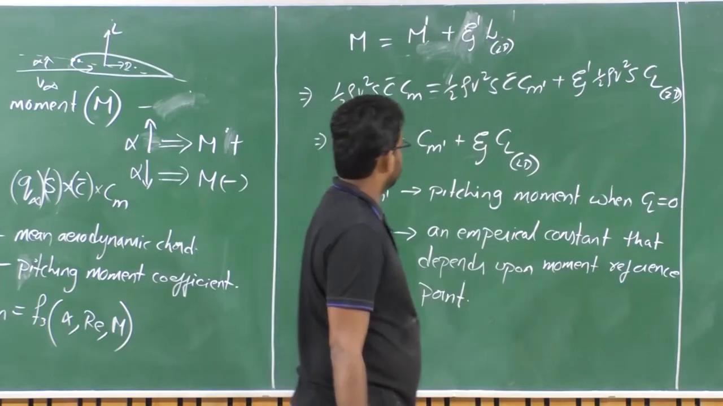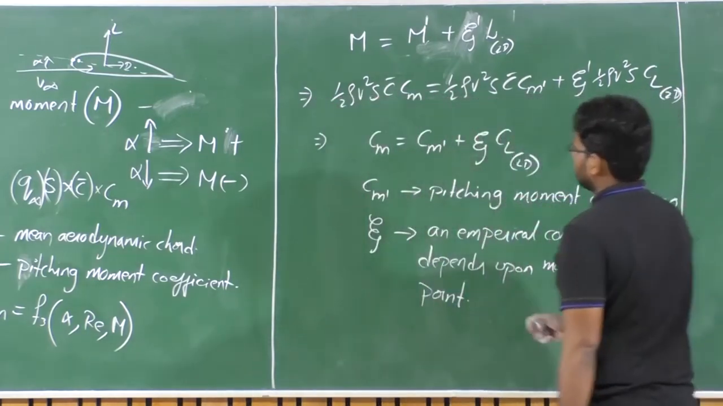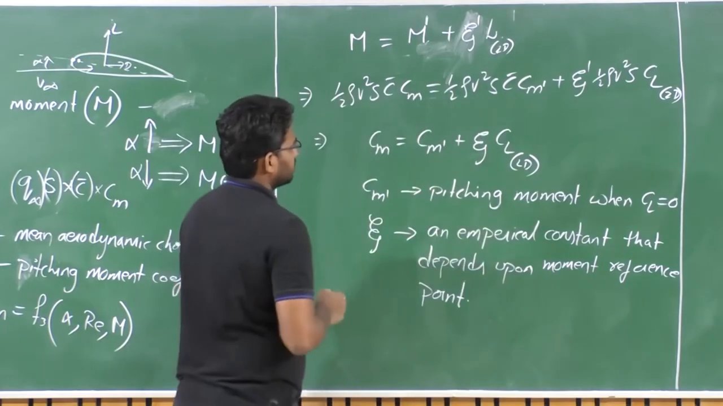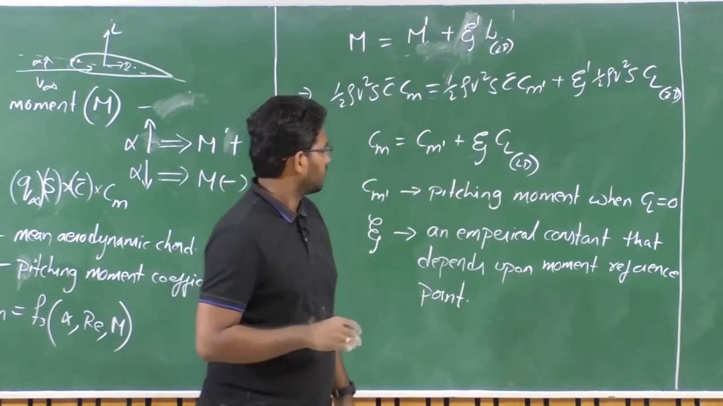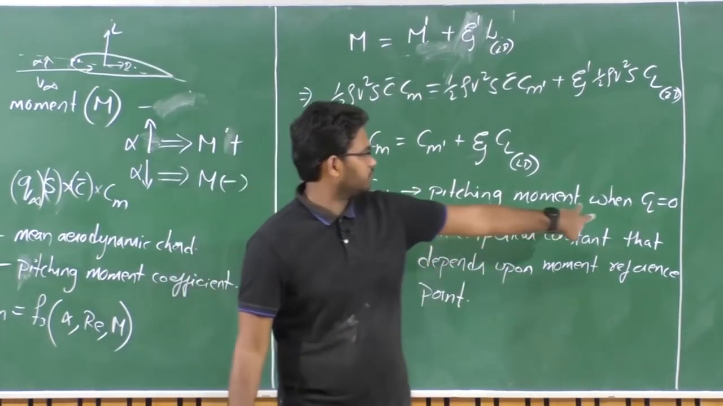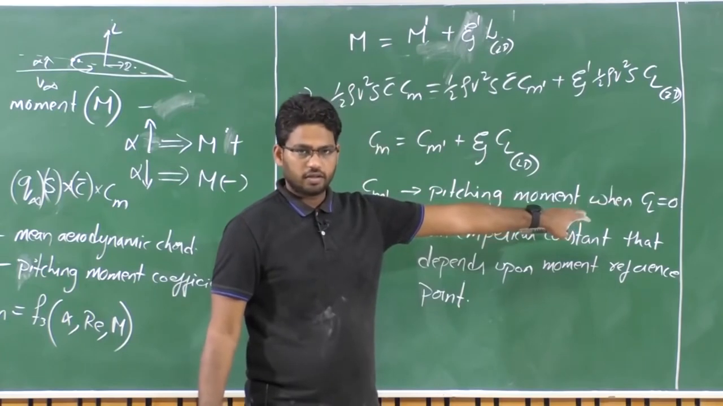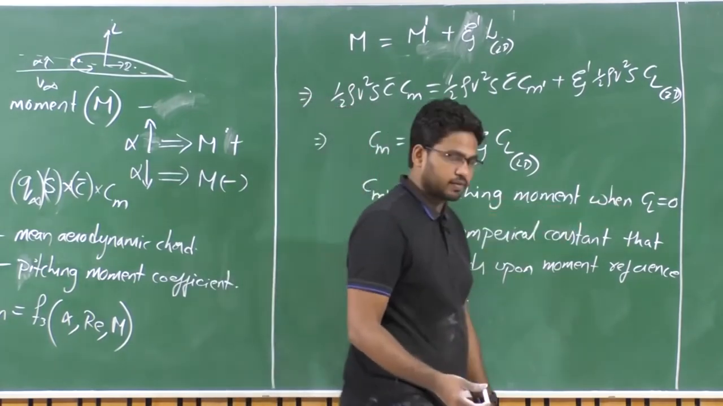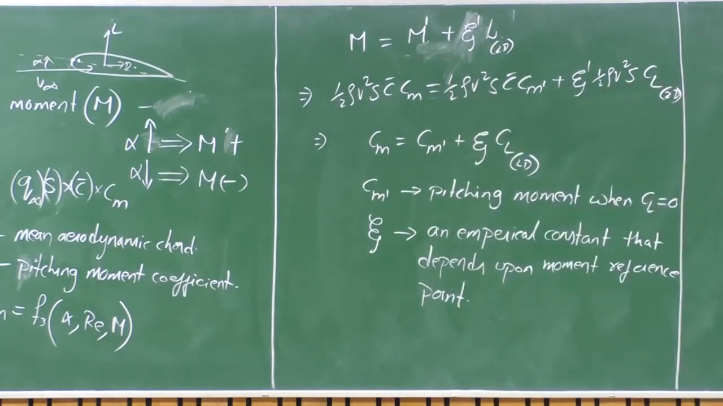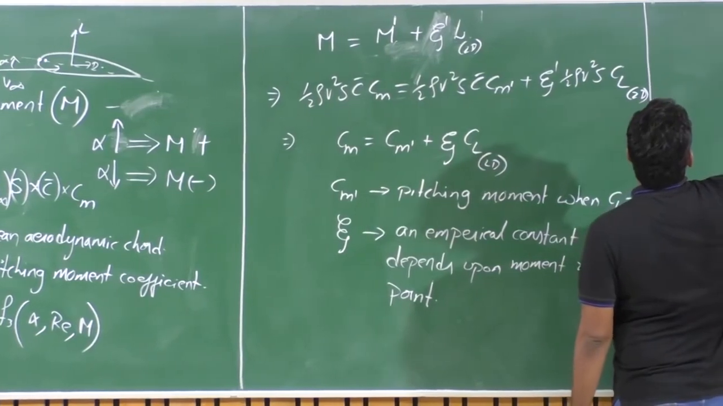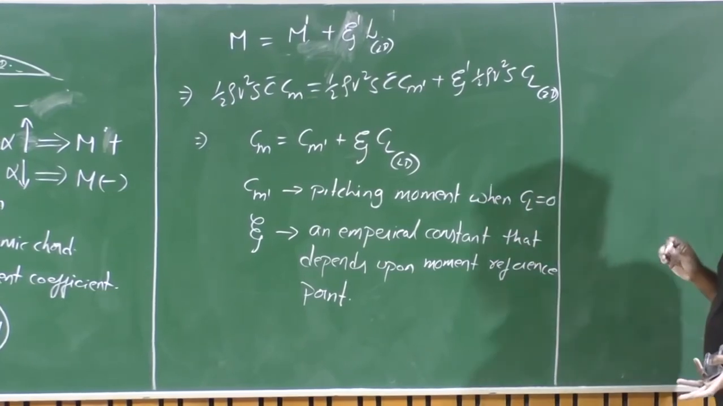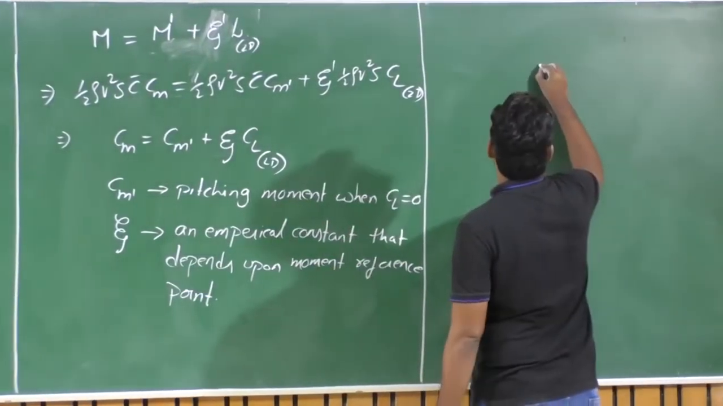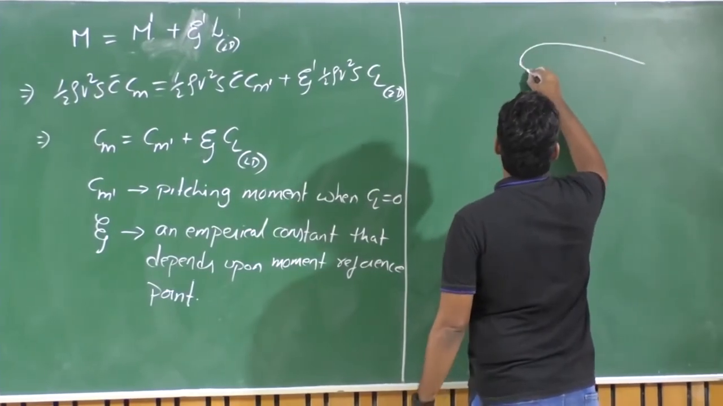Now, what is the CM prime? What do you mean by that? What is the significance of this CM prime? We said this is when lift is 0, am I correct or not? We have discussed symmetric as well as cambered aerofoils earlier, isn't it? So for a symmetric aerofoil, when is lift 0? When angle of attack is 0, right? At 0 angle of attack. So what happens at 0 angle of attack for a symmetric aerofoil? Why is lift 0?